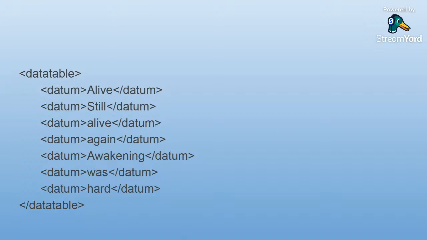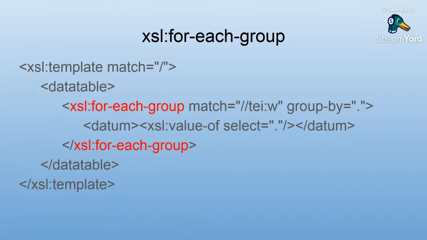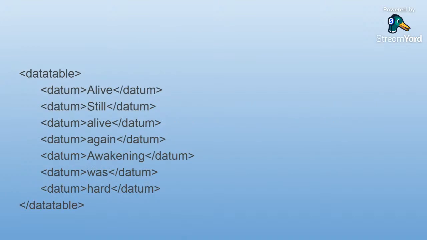Everything in XML and XSLT is case sensitive unless you tell it not to be. So again, what we've done is we've grouped together all the words by their content, and therefore we're not seeing multiple times a word that might occur multiple times if it's not unique.